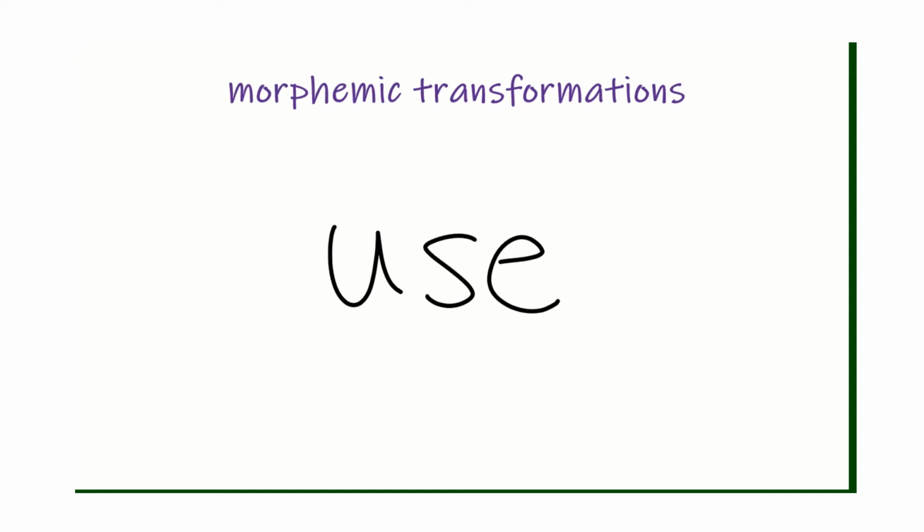You might transform that word by adding an ending, such as, like today I use or I will use the sponge to clean the dishes. You might say that I am currently using the sponge.